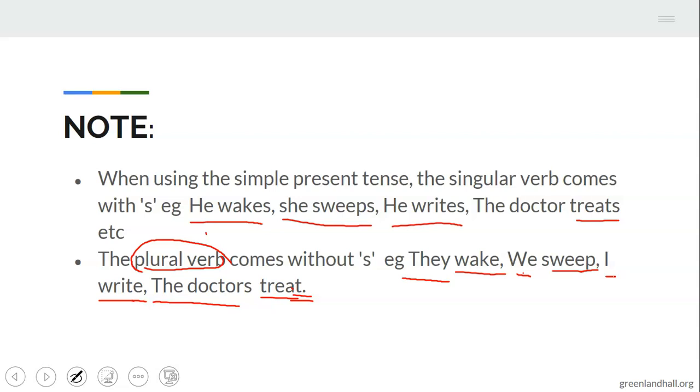So note, singular subject goes with the singular verb. He wakes. Singular subject goes with singular verb. Plural subject goes with the plural verb. I hope that is well taken.